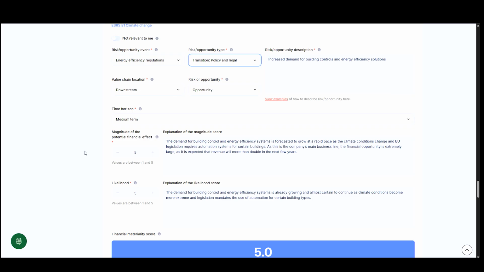And then likelihood here, when you're assessing it, take into account what you are already doing to prevent this risk from materializing. So for example, there are some risks that might have a giant financial impact, but they're very unlikely because you are already doing things to prevent them from happening. For example, cybersecurity can have a very big financial effect, but you might already have very secure systems and do very much to prevent this financial impact from happening.